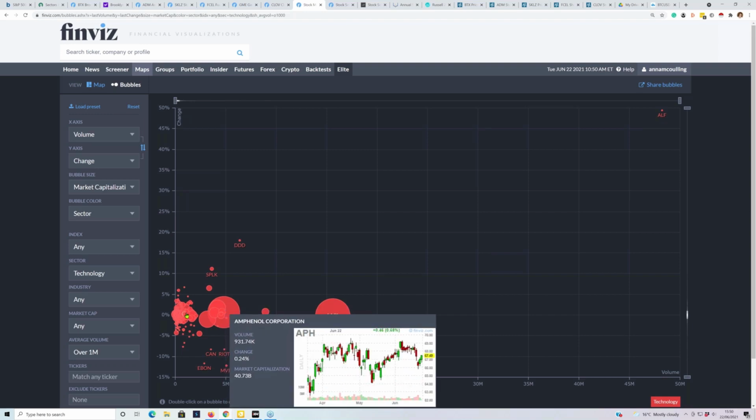And I'll just find a really horrible one so that we can see. This has had, what's this one? Cloudera, low volume, but a massive jump up, maybe on some news or something like that.